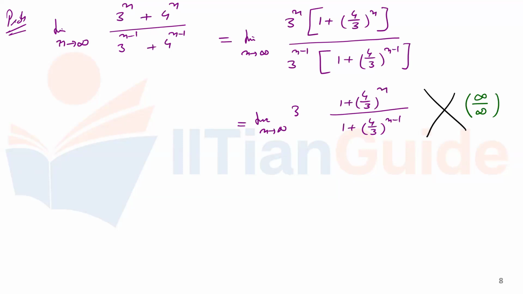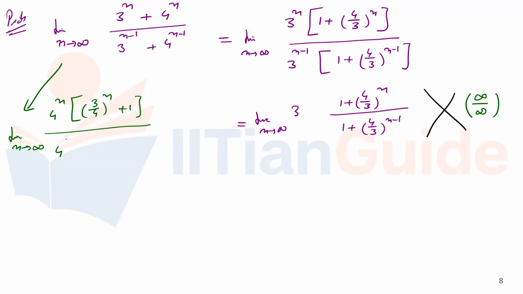But I will do exactly the same thing and I will get a result. How? That I'm telling you. Instead of taking 3 power n common, take 4 power n common in the numerator. Write in a different way. Then I can get a result. Limits n tending to infinity, take 4 to power n common. After that, I am left with 3 by 4 whole power n plus 1. Take 4 to the power n minus 1 common, and I am left with 3 by 4 whole power n minus 1 plus 1.